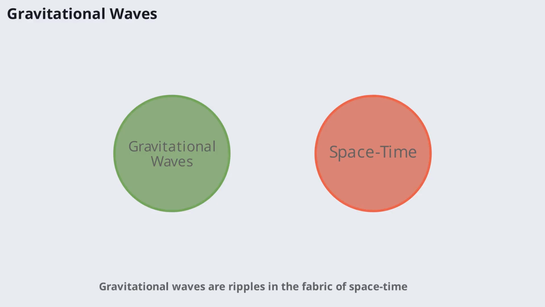Gravitational waves are ripples in the fabric of spacetime, caused by massive objects accelerating, like merging black holes or neutron stars. Predicted by Einstein, these waves travel at the speed of light and carry information about their violent origins. In 2015, scientists detected gravitational waves for the first time, opening a new window into the universe. Special detectors, like LIGO, use lasers and mirrors to measure these tiny distortions.